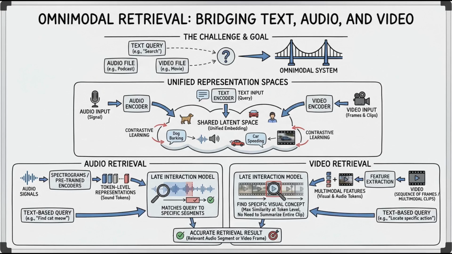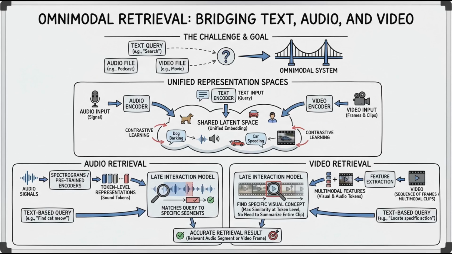For video, it looks at individual frames or short clips. For audio, it analyzes spectrographic representations or raw waveforms. By mapping these units into a shared latent space, a mathematical environment where text and media can speak the same language, the model gains the ability to perform fine-grained matching.